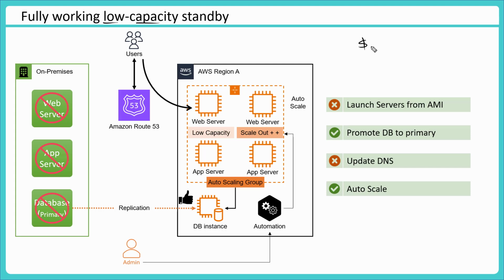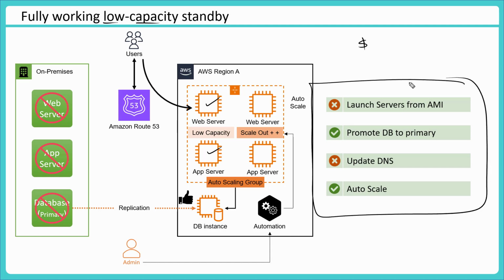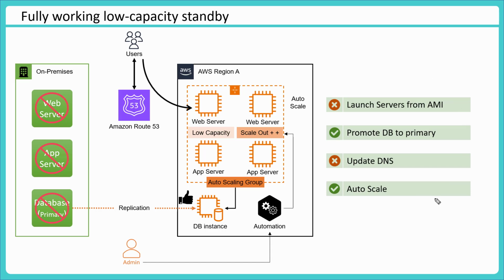Cost-wise, it is a little cheaper than running full copies, but it is a little higher than Pilot Light because I already have web and app servers running. But what we did here is reduce the steps required for recovery. You don't need to launch new servers. You don't need to update your DNS. You just need to promote your database and then perform auto scaling. That's all that is needed, so it would be a faster way of recovering your infrastructure. That is referred to as fully working low capacity standby.